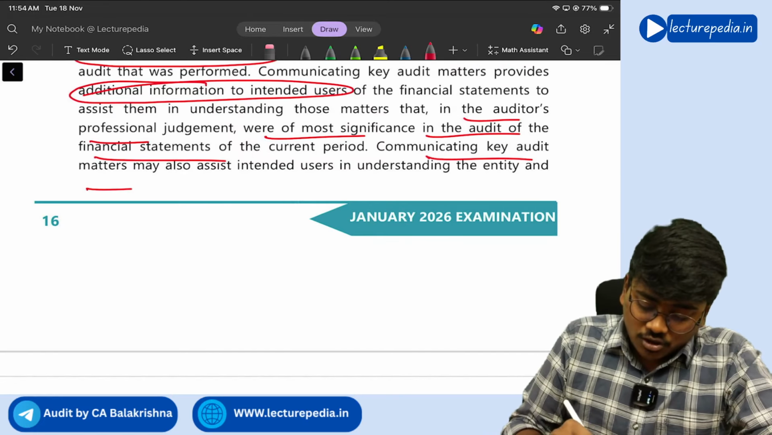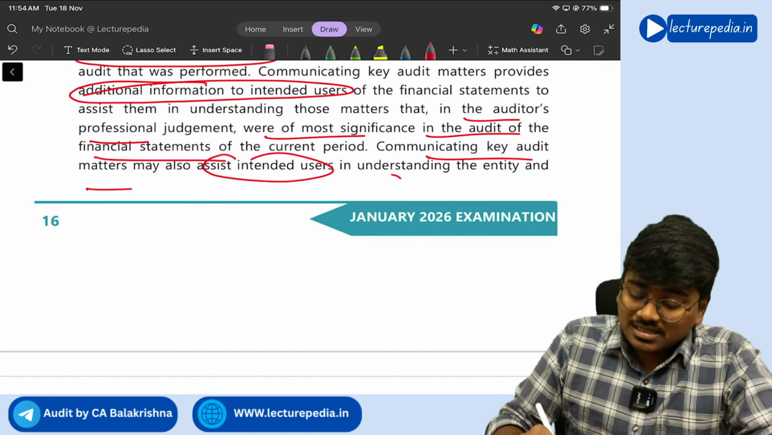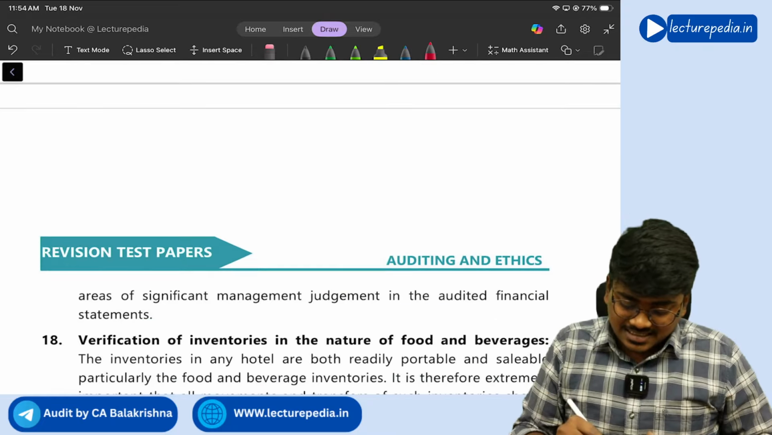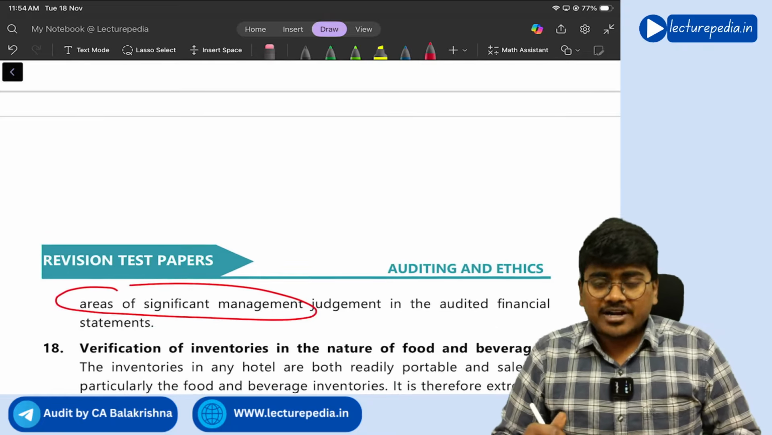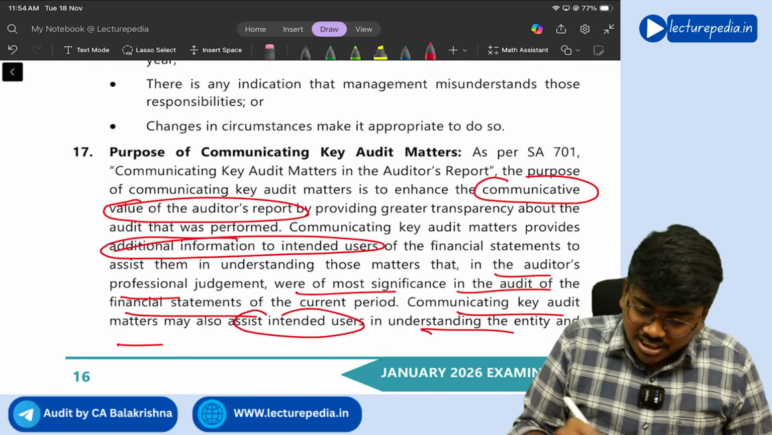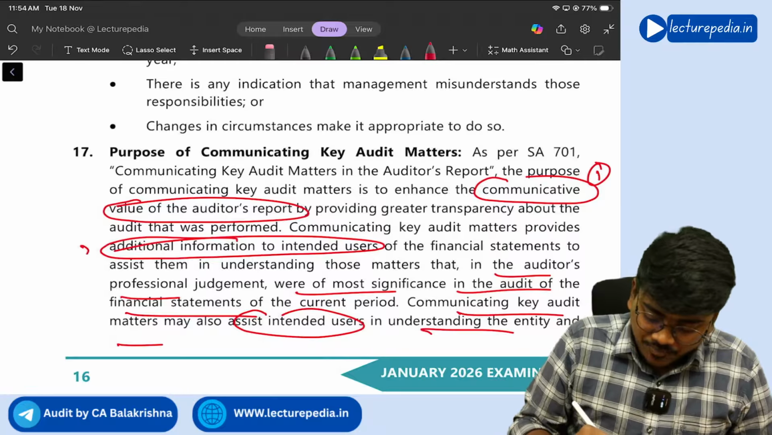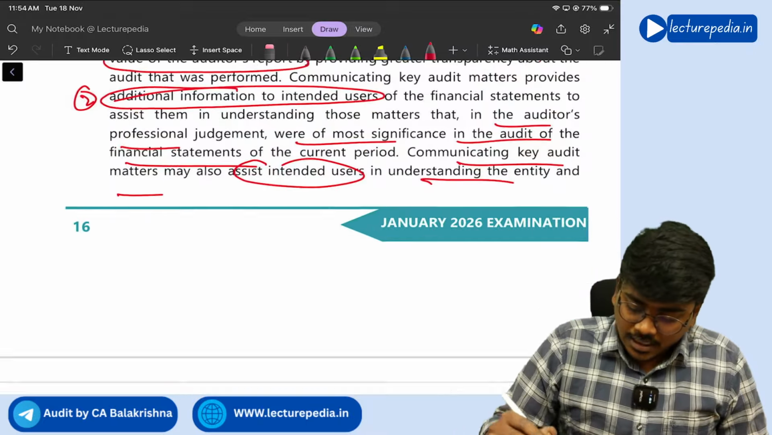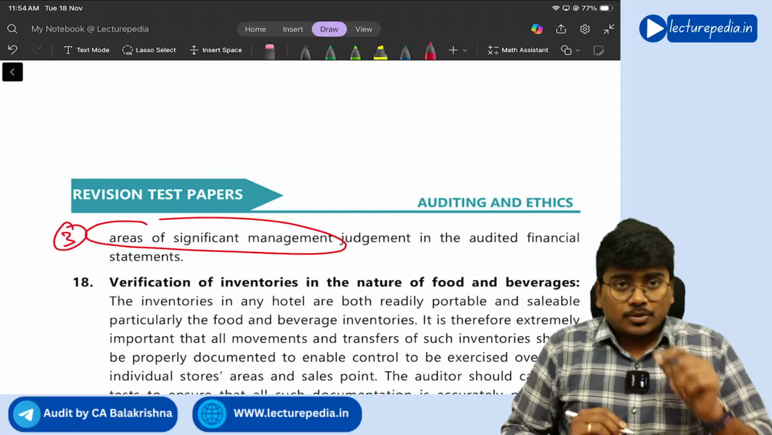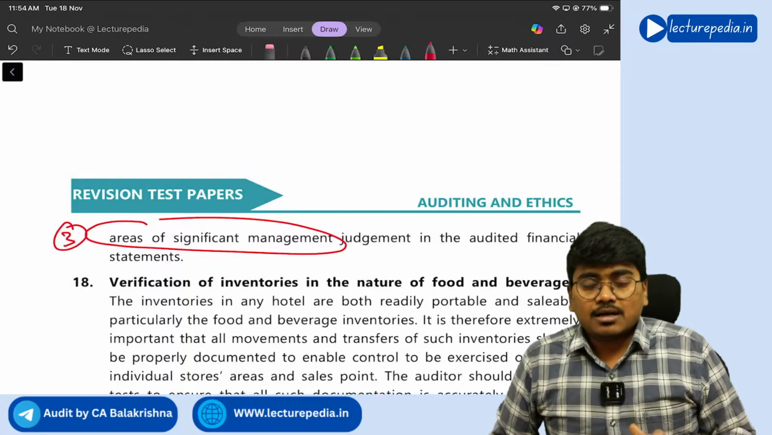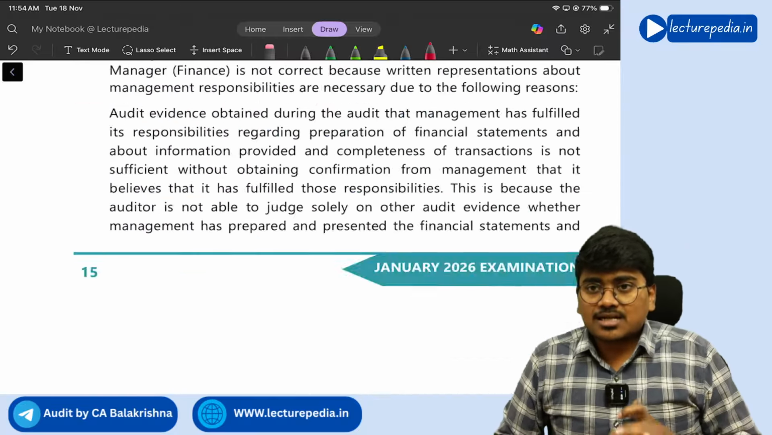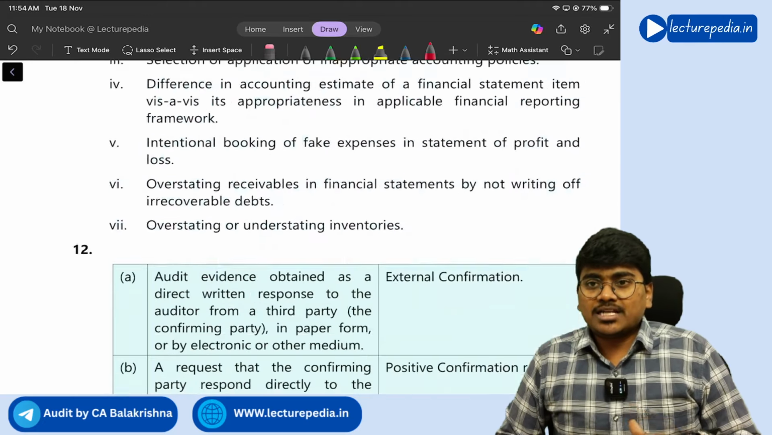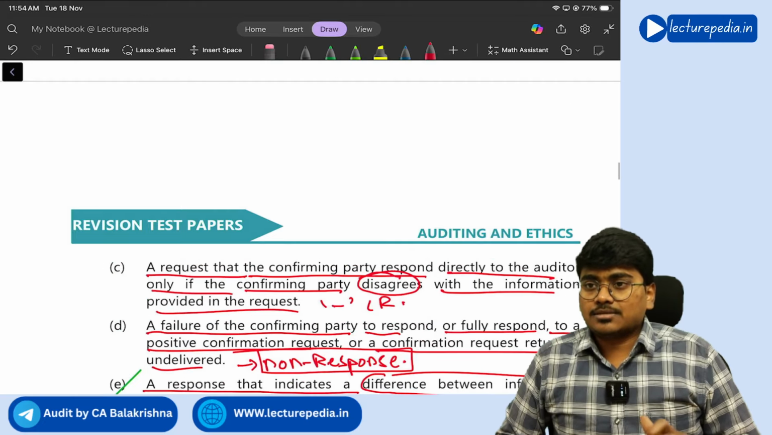Communicating key audit matters also assists intended users in understanding the entity and its areas of significant management judgment, right? So these 3 points you need to write. First one, second one, and third one. These are the three key terms in the answer. So if those three key terms are there, only then you will get the marks.